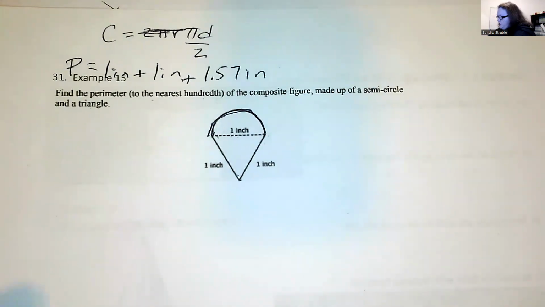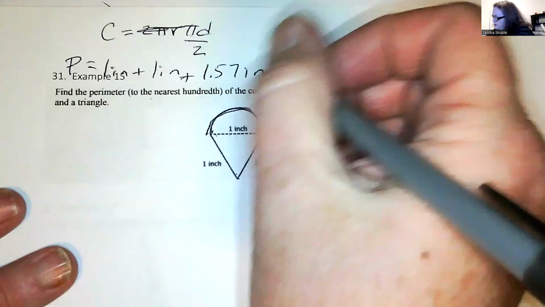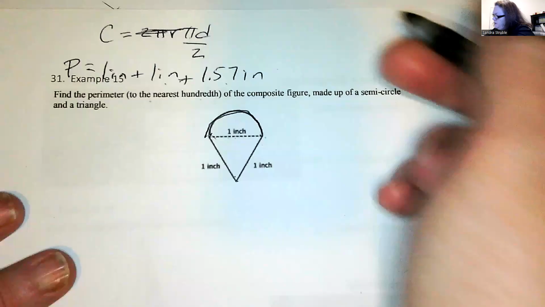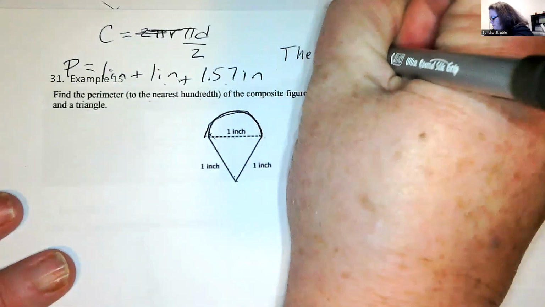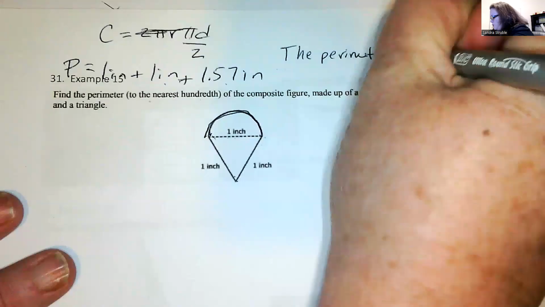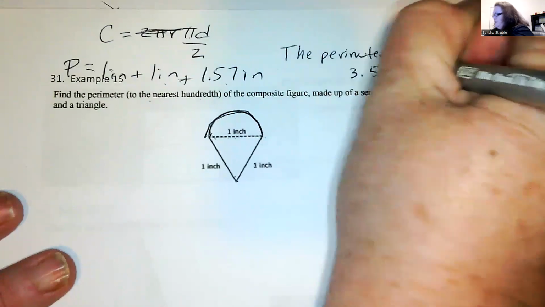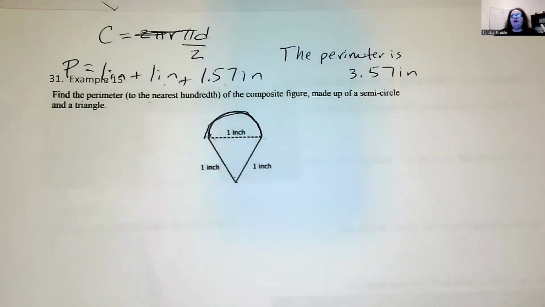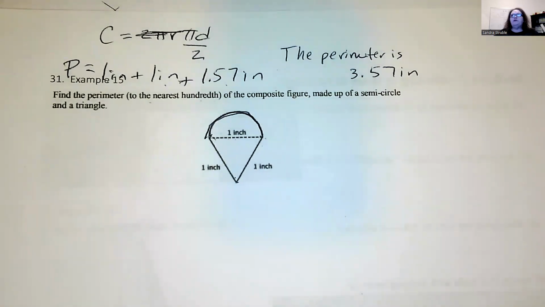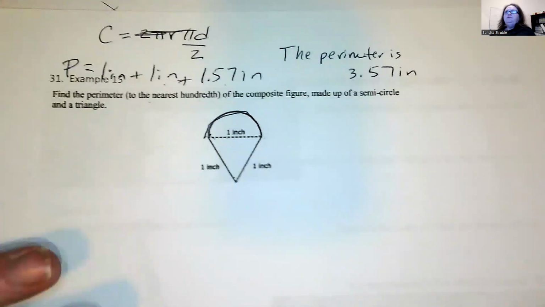For this composite figure, the perimeter is 3.57 inches. This is a tiny little thing. All right, now let's go ahead and do the area. I'm going to do one more figure after this, but let's get the area for this one.